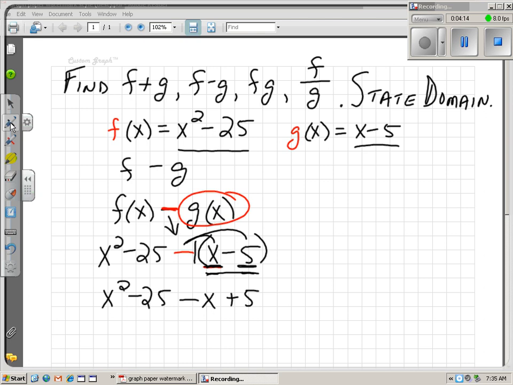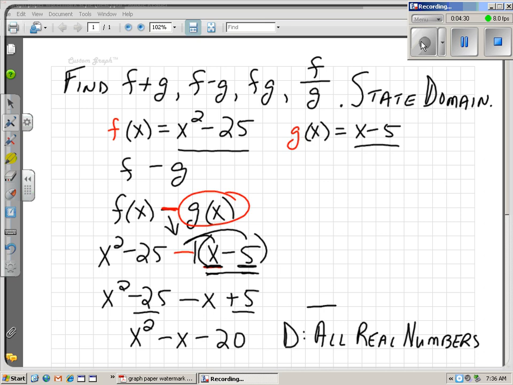And now clean up your mess. We look for x squareds. There is my x squared. Then we look for x's. There's my minus x. Remember, x is negative. Then I look for numbers. I got a negative 25 and a positive 5. Put them together. I got a minus 20.